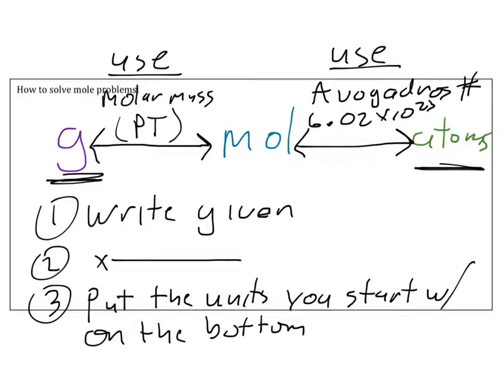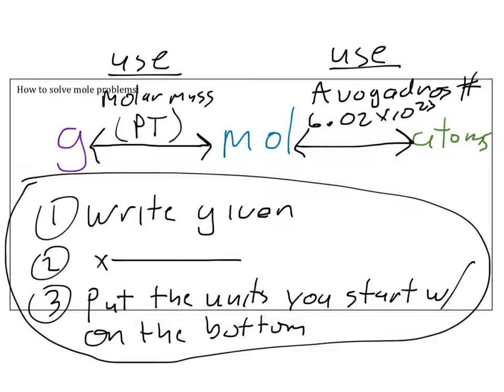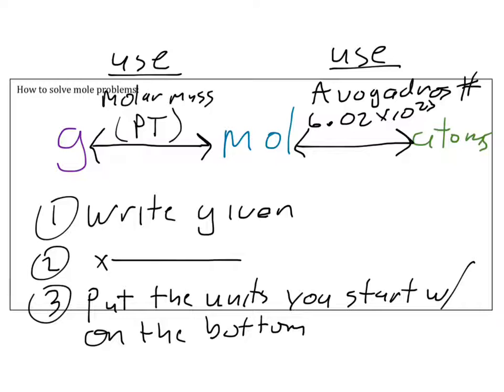from atoms to grams. Now again, just to reiterate how this flowchart works, you can start anywhere on this flowchart. You can start with grams, moles, or atoms, and you can go forward or backward. These are the first 3 steps to all of these problems, and it's really straightforward. The first thing you do is write what's given to you. Then you multiply by some fraction. And then you put the units you start with on the bottom. So if you're starting with grams, grams go on the bottom. If you're starting with atoms, atoms go on the bottom.